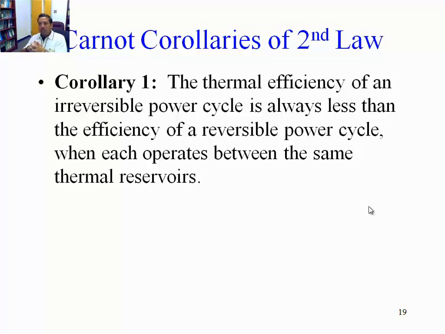The first corollary says that the thermal efficiency of an irreversible power cycle is always less than the efficiency of a reversible power cycle when each operates between the same thermal reservoirs. It's very simple. If you have a power cycle that is being produced by a heat engine, and this power cycle is operating between 2 thermal reservoirs, a cold and a hot, and the processes within that power cycle are reversible, so every single one of these processes occurs reversibly, this leads to an efficiency.